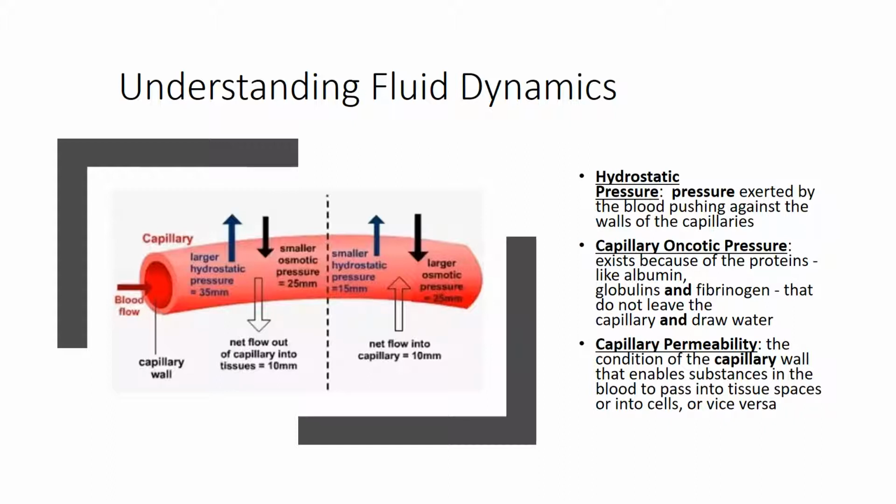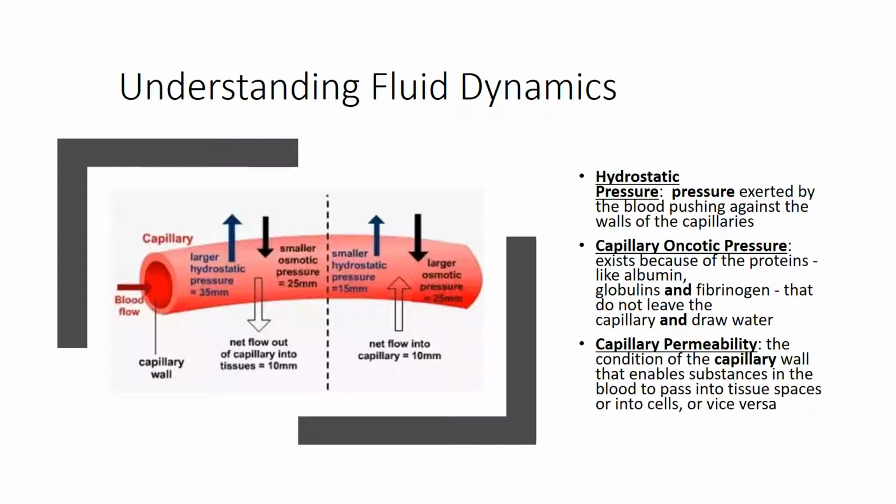So here is the definition of some key components. Hydrostatic pressure is the amount of pressure exerted by blood pushing against the walls of the capillary. So here you see hydrostatic pressure, that's blood pushing against the walls. Oncotic pressure is the amount of water that may leave or get drawn in depending on where all of the proteins are. And then capillary permeability is how easily these substances are passing through the capillary wall.